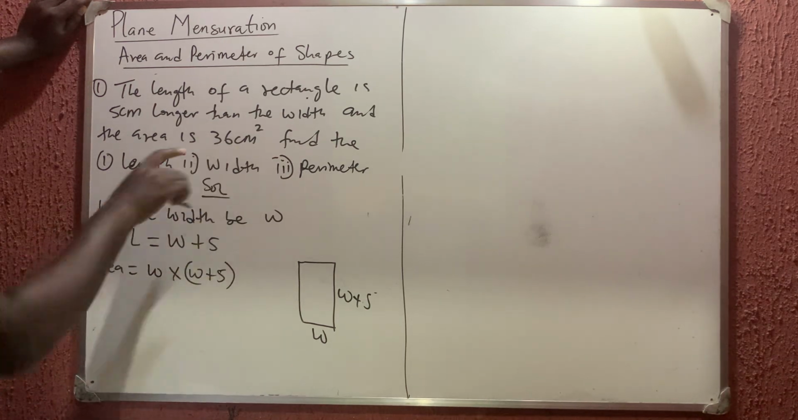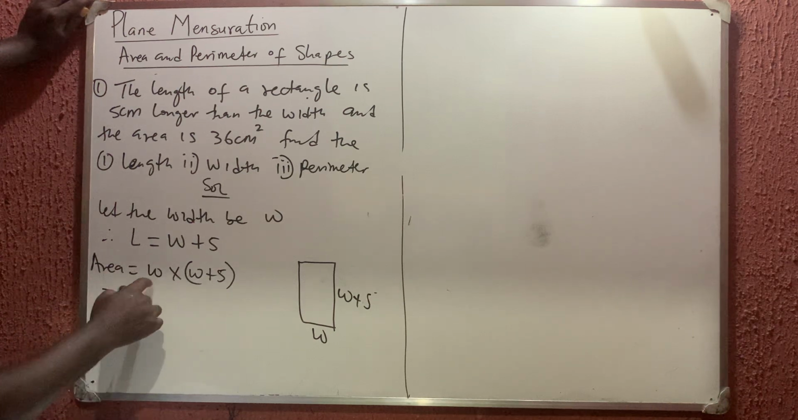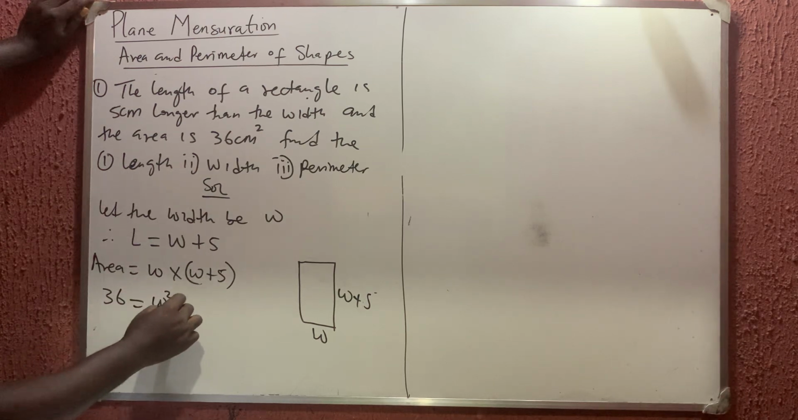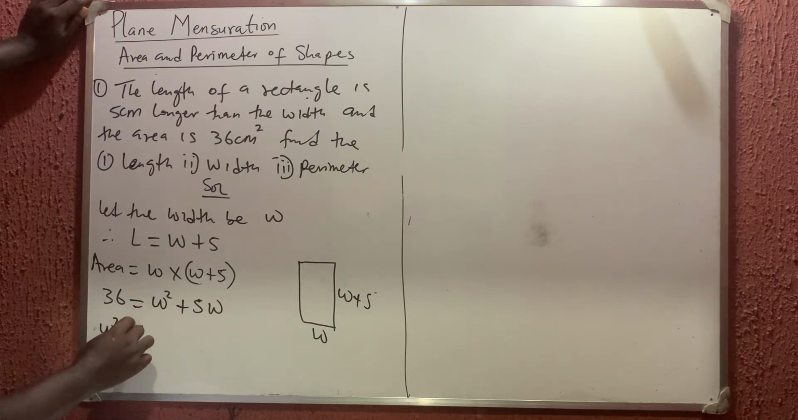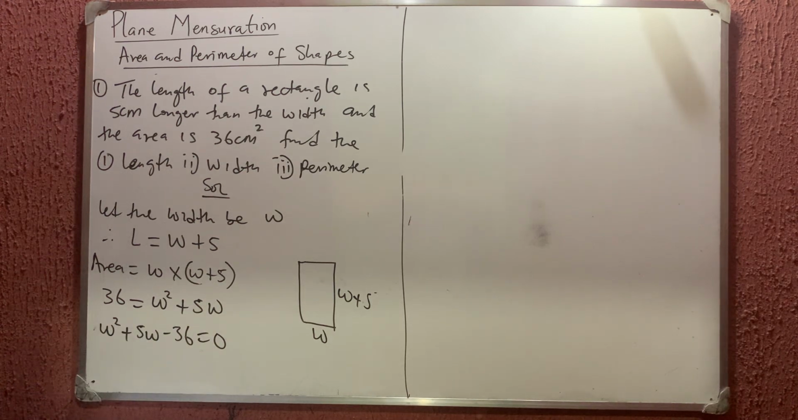But they have given us that the area is 36. So let's replace the area with 36, which is equal to W times this, which gives W squared, and W times this gives 5W. Now if this one comes here, we have W squared plus 5W minus 36 is equal to 0. So now this is a quadratic equation.